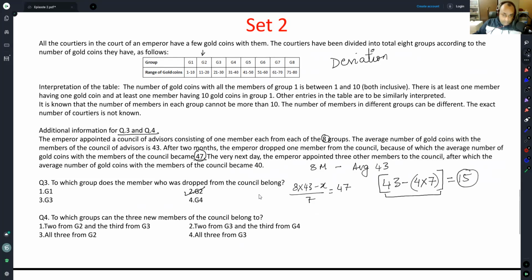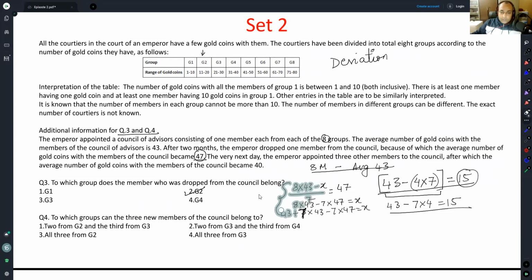So in fact, even within this maths, can you see you could have gone down the route of 8 into 43 minus 7 into 47 is equal to x, or 7 into 43 plus 43 minus 7 into 47 is equal to x, which if you take further, will become 43 minus 7 into 4, which will eventually lead you to 15. I'm saying you could have avoided this working by directly thinking of assumed mean.